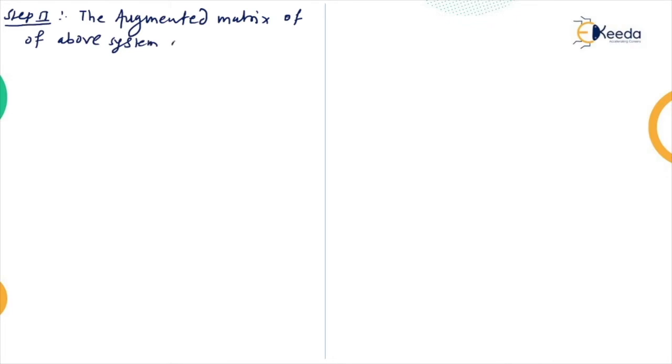Now, step number two: the augmented matrix of the above system of equations, written as [A|B]. The augmented matrix is a combination of matrix A and matrix B. I am writing it this way: [A|B] is given by first writing matrix A and combining it with matrix B.